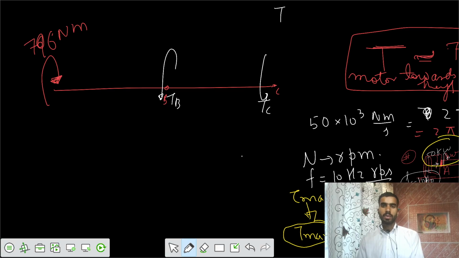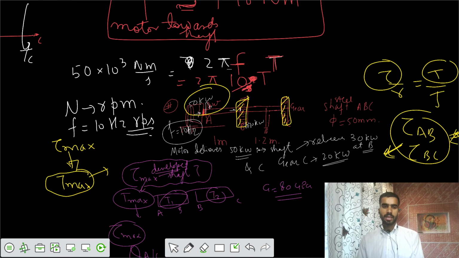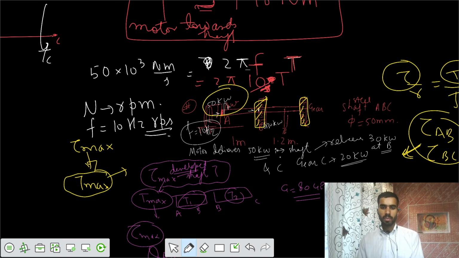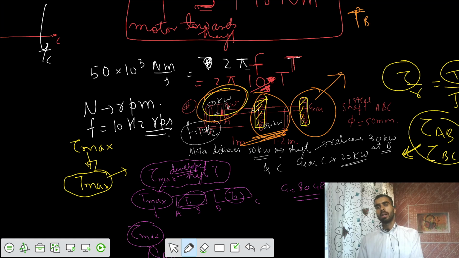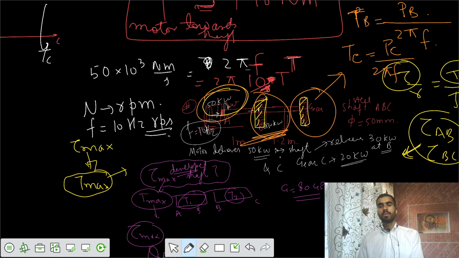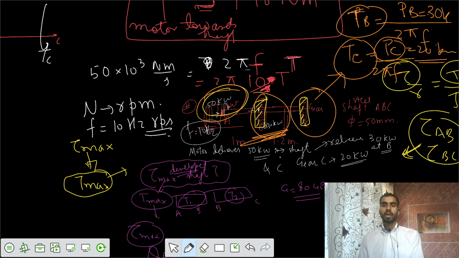The problem says that you deliver some 50 kilowatts of power, and 30 is taken by B, and 20 is taken by the C gear. So if you solve it in this fashion, the torque developed at B equals the power received by B divided by 2 pi f. Similarly, torque at C equals the power delivered at C divided by 2 pi f. We can substitute the value of PB as 30 kilowatts and PC as 20 kilowatts, and accordingly you can get the values of torque B and torque C.